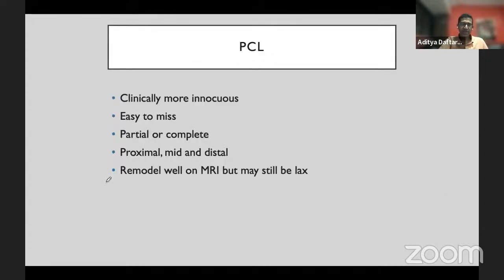So the PCL injuries are clinically more innocuous. They're easy to miss for orthopedic surgeons when somebody walks in, if somebody is not particularly attuned towards looking at these. They can be partial or complete. They can be proximal, mid, and distal, and they remodel well on MRI.